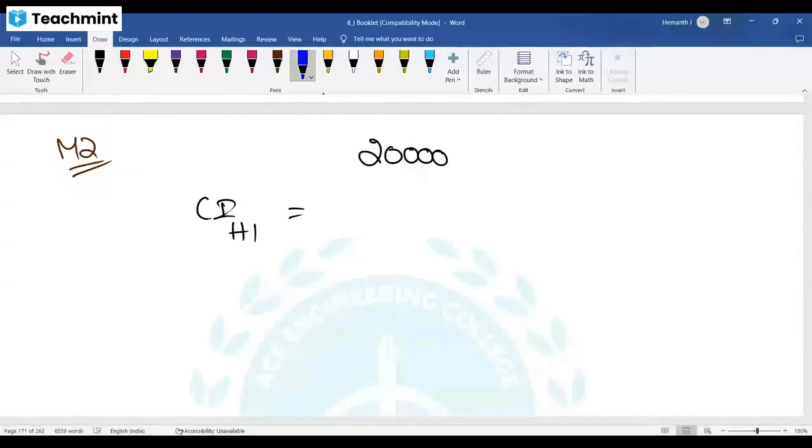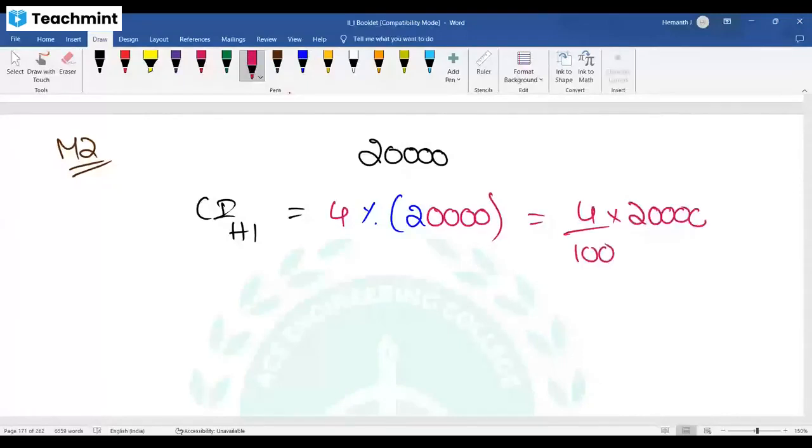First half yearly 6%. See, in the introduction, in profit and loss we discussed, profit and loss is calculated on cost price. In compound interest or simple interest, interest is calculated on principal. Interest is 6%, principal is 20,000. Sorry, 4%, yeah. 4% for first half yearly, 4% on 20,000. 4% means 4 divided by 100 into 20,000. How much is this? 800. So for the first 6 months, 800 is the interest.